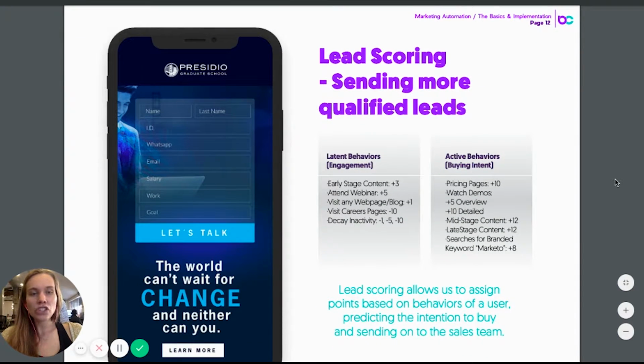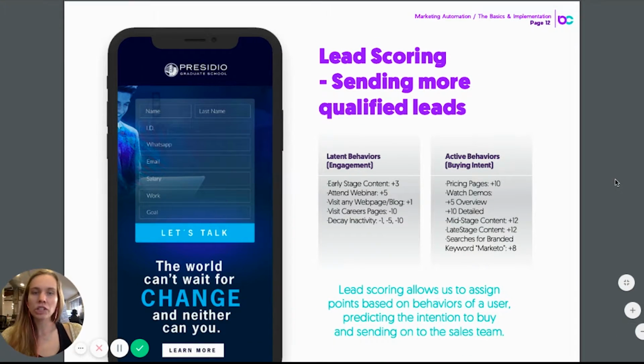The last feature of marketing automation that I'm going to talk about is called lead scoring. This is an interesting concept, especially for B2B products like software for companies or teams, or B2C products that have a long decision process for selling.